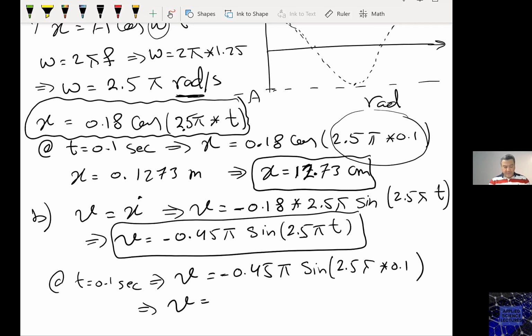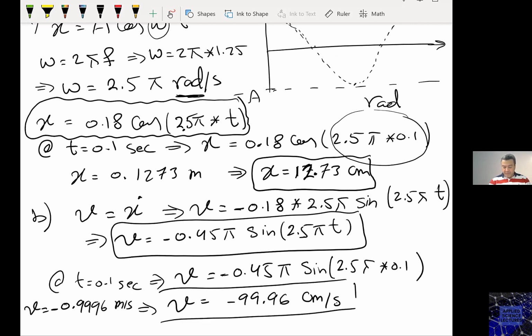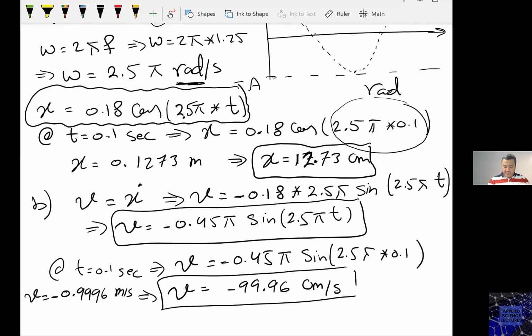Then v is minus 99.9 centimeters per second, or you can say here v equals, in meters per second, this one is minus 99.96 centimeters per second.